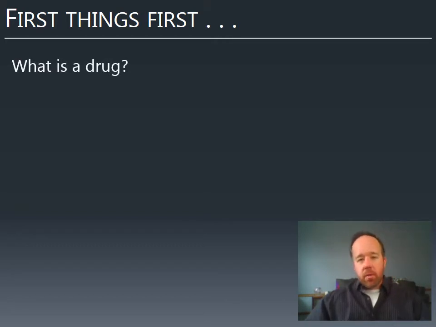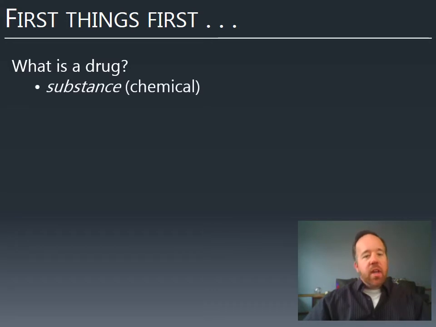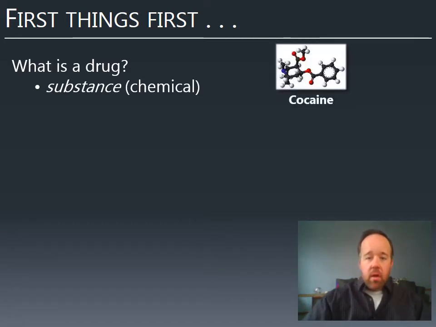So first things first, what is a drug? Well, in its essence, a drug is just a substance. So it's a chemical. It is a physical object. So something like cocaine. Cocaine is a specific chemical. It has a specific chemical structure that we now know. Of course, early on when cocaine was first discovered, we didn't have any idea what cocaine was, what the active ingredient was, and what it looked like structurally, but now we do.